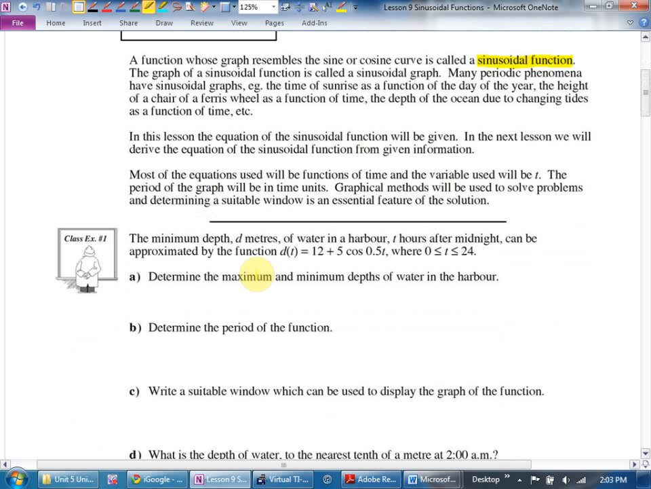So in this lesson, we're going to give you the equation. In the next lesson, we'll derive the equation. Now, most of the time, they're going to be functions of time. The variable instead of x will be t. But we're going to use our graphing calculator, and we'll just clue in: oh, we don't have a t button. We use x.